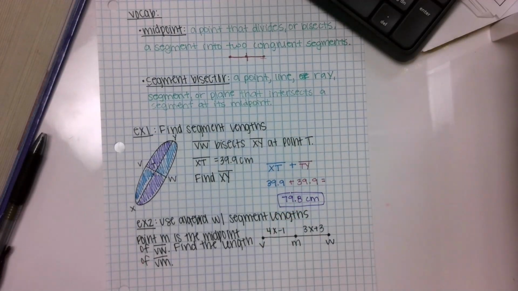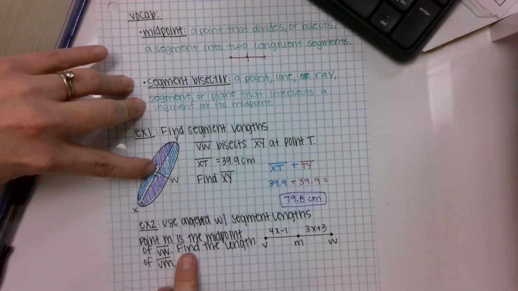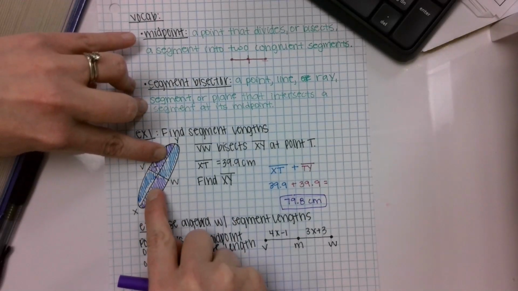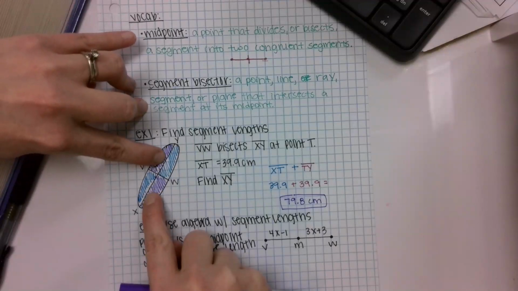So again, this is the midpoint. That means these two lines are equal. Whatever this is, this is as well. We're just adding them together.